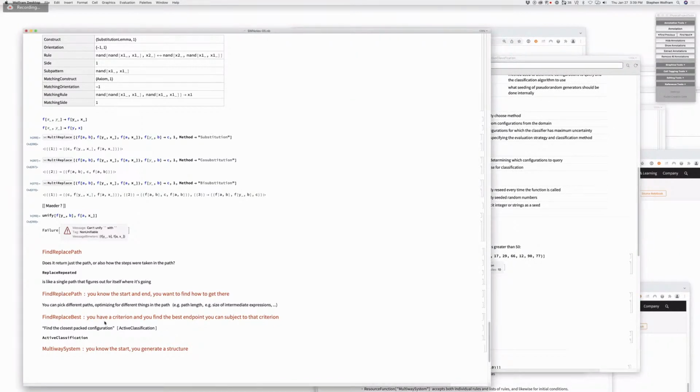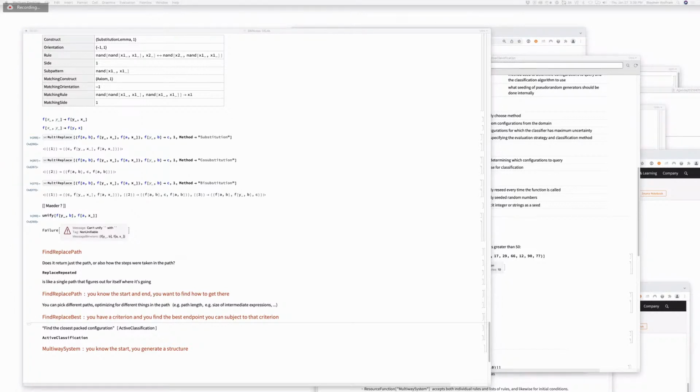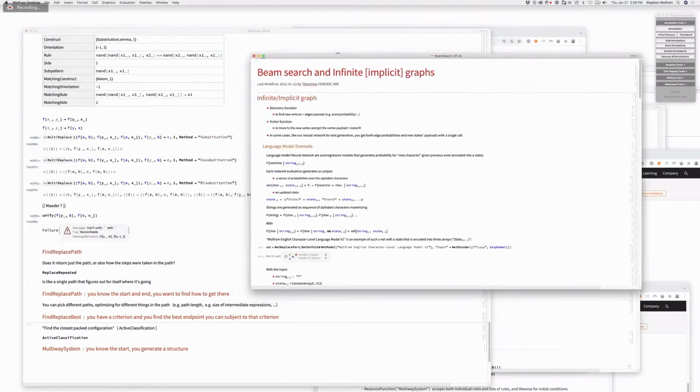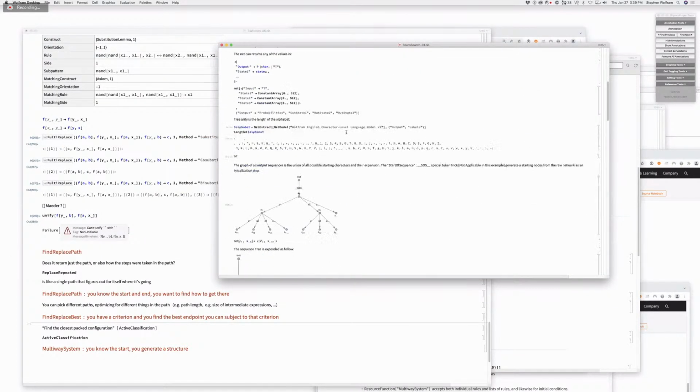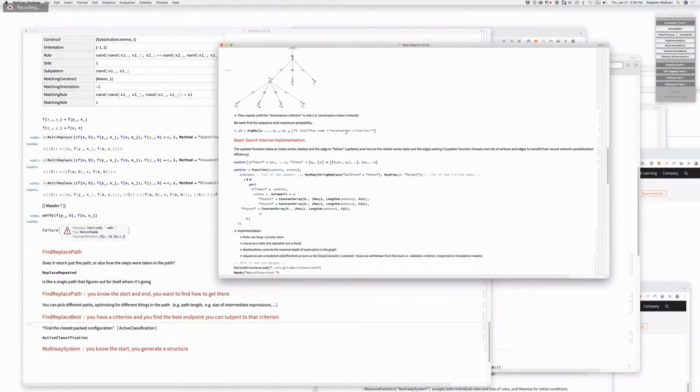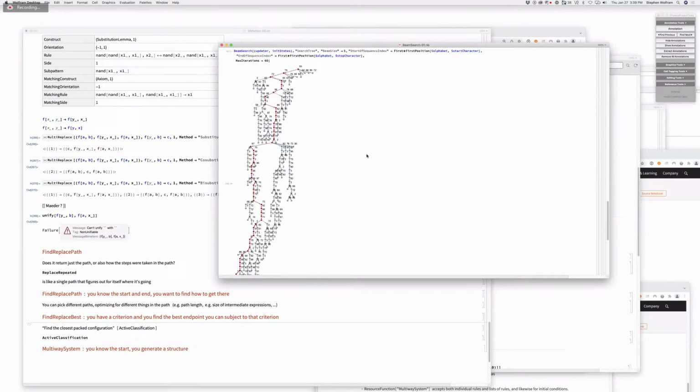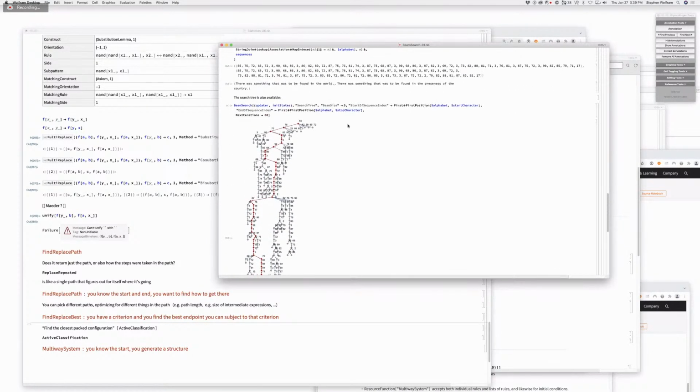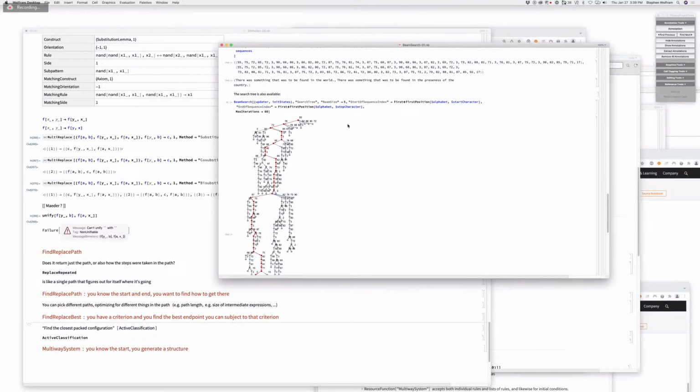Find replace best seems related to beam search. Oh yeah, it might be. Machine learning people have a beam search. Okay, let's review beam search for a second. Is this the quintessential beam search picture? Oh my gosh, this is yet another thing, isn't it?